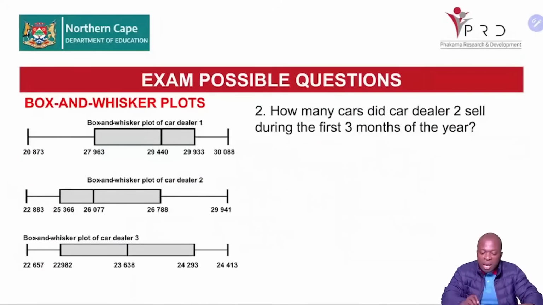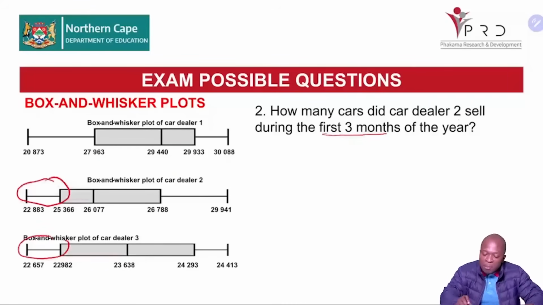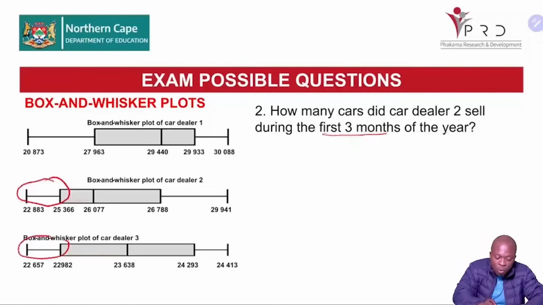Okay. How many cars did car dealer 2 sell during first 3 months? First 3 months are these ones, ne? But they're saying car dealer number 2, which, how many cars did they sell? So you come here, first 3 months is this one, 25%. So what is the value?